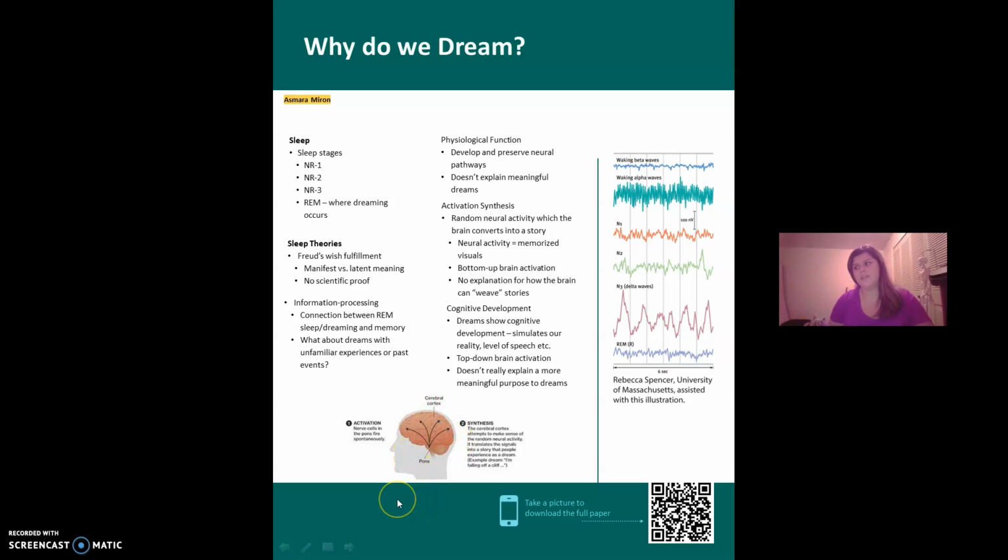However, this doesn't really explain a more meaningful purpose to dream. It basically just says, as an adult, this is what my dreams should be like, but it doesn't really explain why I would have a dream about a certain event. And that's my presentation.